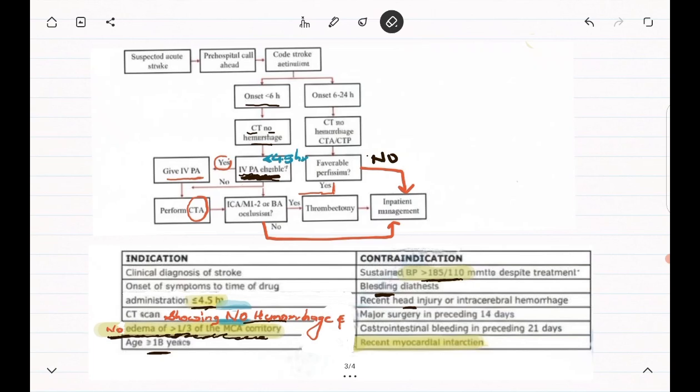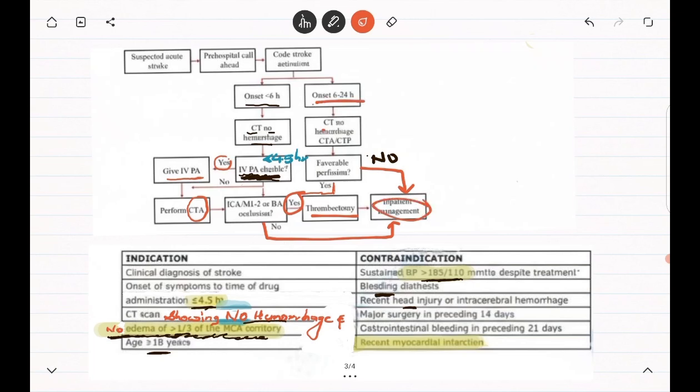Now, if he is not eligible, that is the time has been crossed, then we have to perform CT angiography, as I already told you in the previous slide, and look for any large vessel occlusion. Large vessel occlusions are the ICA, which is the internal carotid artery, the M1 and M2 parts of the middle cerebral artery, or the basilar artery. If a large vessel occlusion is present, we have to go for thrombectomy, that is MT, mechanical thrombectomy. If a large vessel occlusion is not present, then we go for inpatient management.